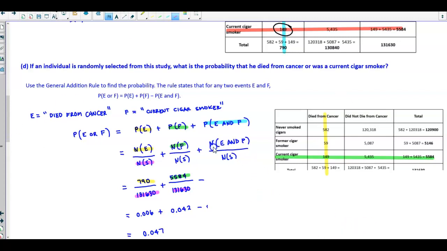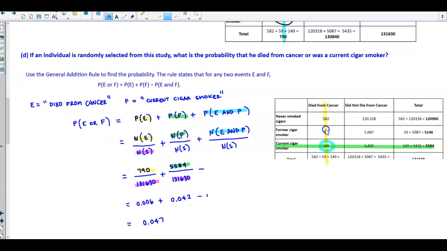Okay, now we've got to subtract the number of outcomes where someone died from cancer and is a current cigar smoker. So where do they intersect? Well, they intersect right here, which is at 149. So we can't include it twice. That means we've included it in this column and in this row, and that's why we need to subtract it. So we're going to subtract that amount.